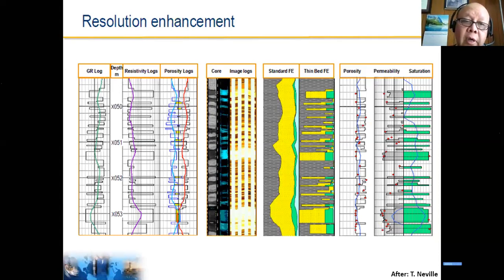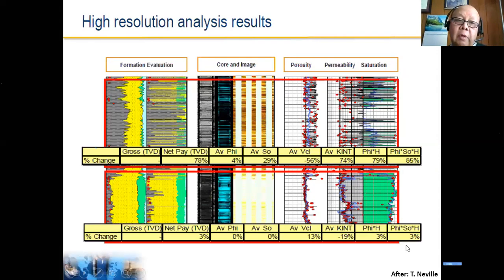So if you are using the SHARP analysis to enhance the resolution of the logs and use these enhanced measurements to compute, this is the thin bed formation evaluation. This is a standard FE, and we do see that we are getting an even better match on the porosity and better match on the permeability and the saturation. So, comparison of formation evaluation: standard formation evaluation, here core and image, and here is the enhanced formation evaluation guided by the image log.